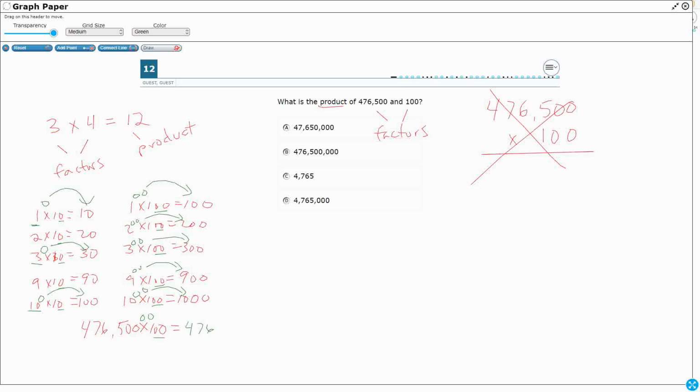So I've got 476,500, that's my original number. Then I just added two zeros. Let's see where our commas go. 1, 2, 3, comma, 1, 2, 3, comma. So now I've got 47,650,000, because I just simply added those two zeros. And it looks like we've got our answer right there at A.